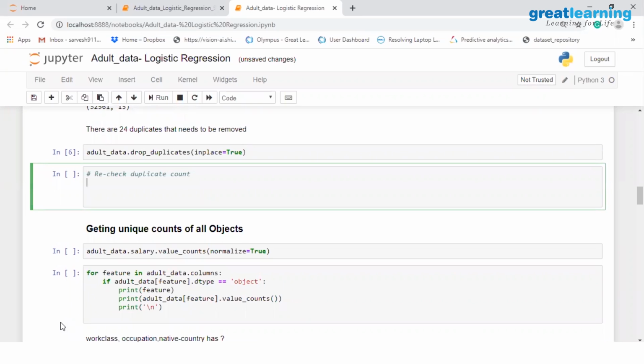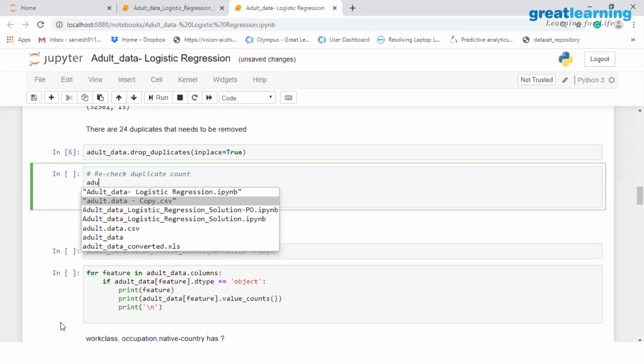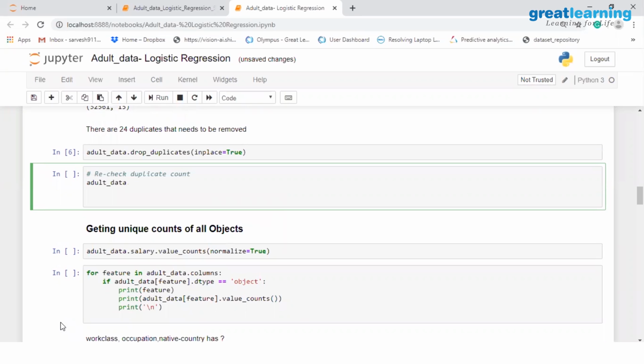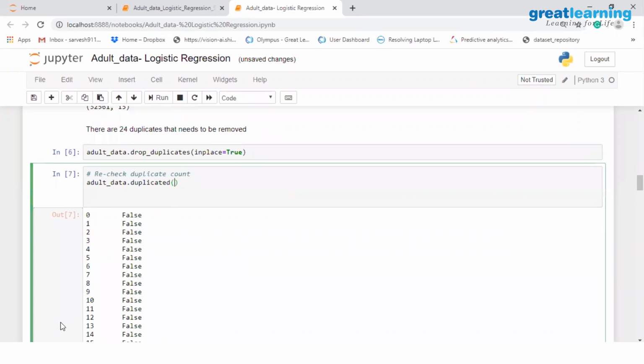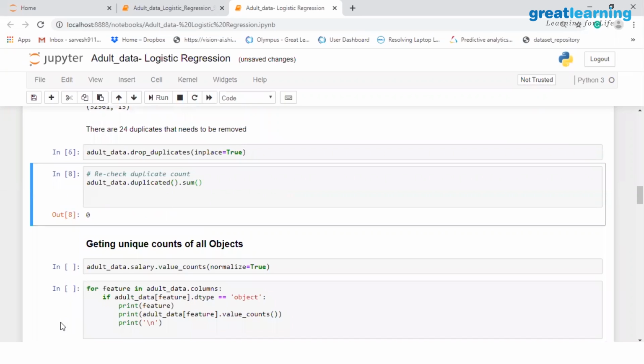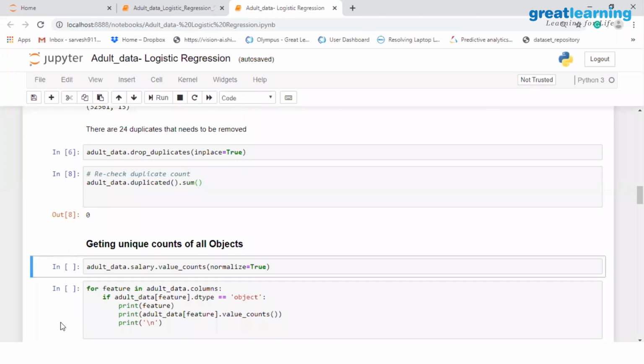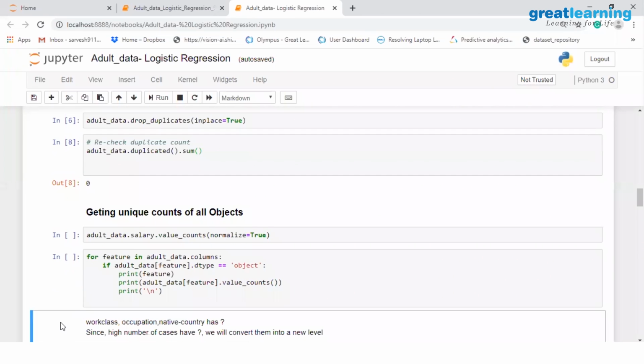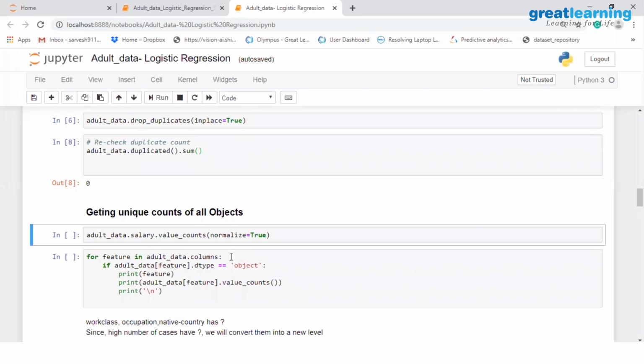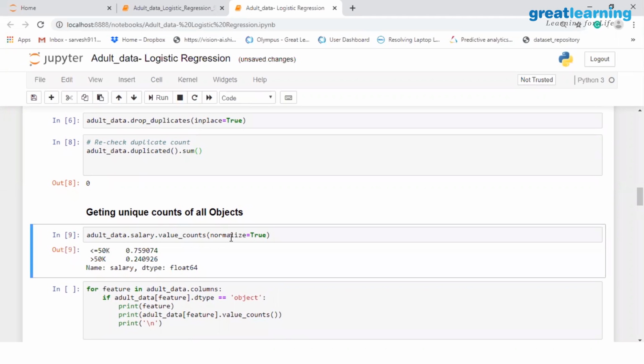It is going to remove all the duplicates. So recheck: adult data duplicated, dot sum. So there is no duplicate data present here. Getting the unique counts of each and every object. If we want it as a proportion, we give normalize equal to true, to check whether the data is balanced or imbalanced.